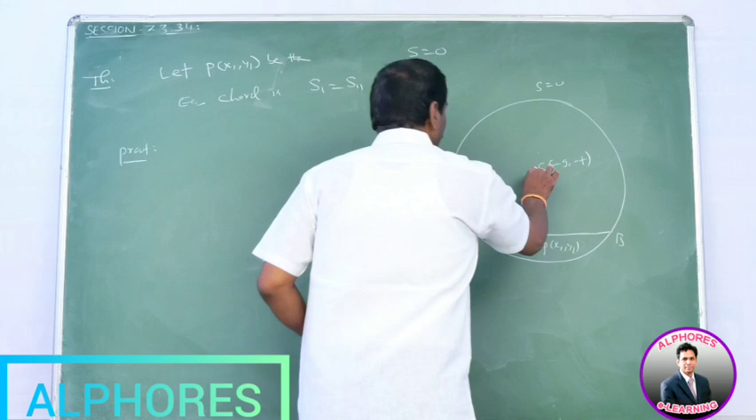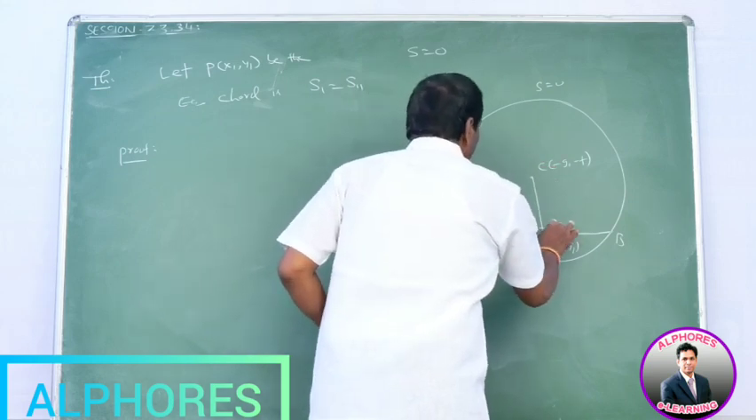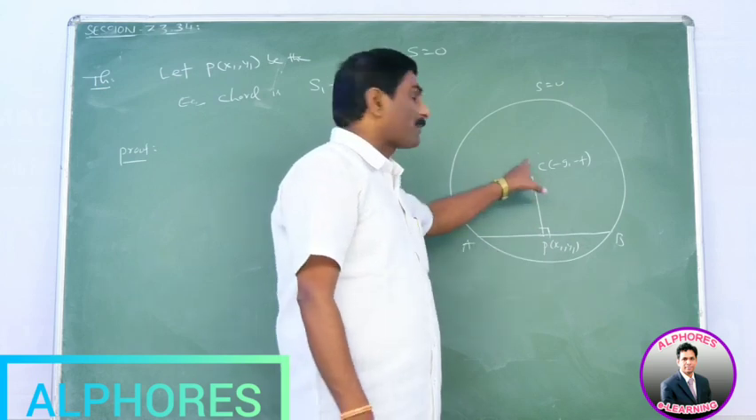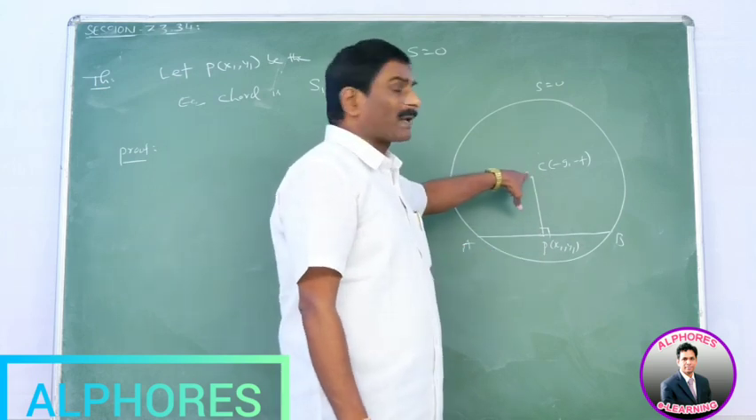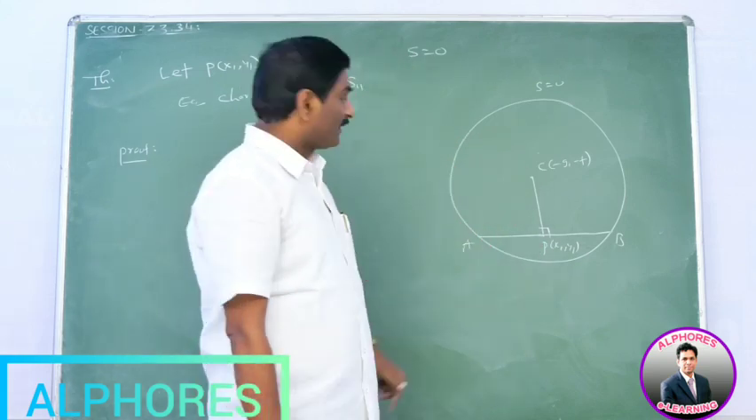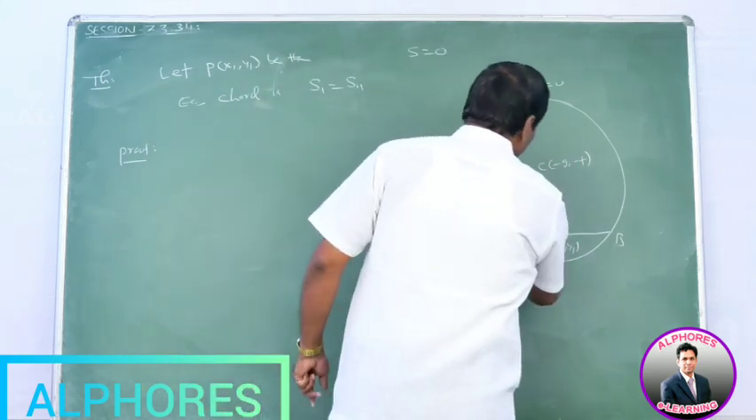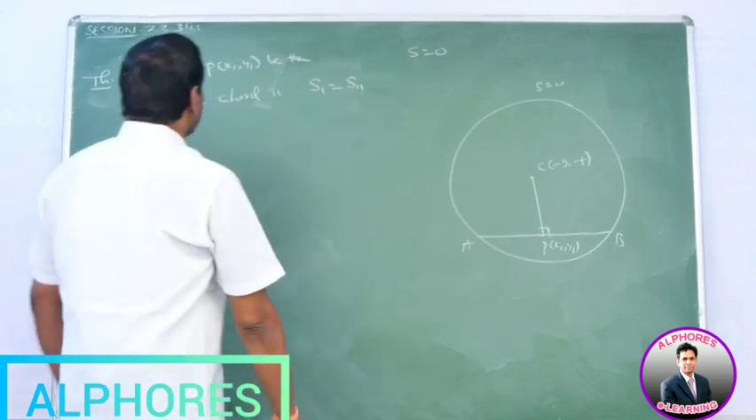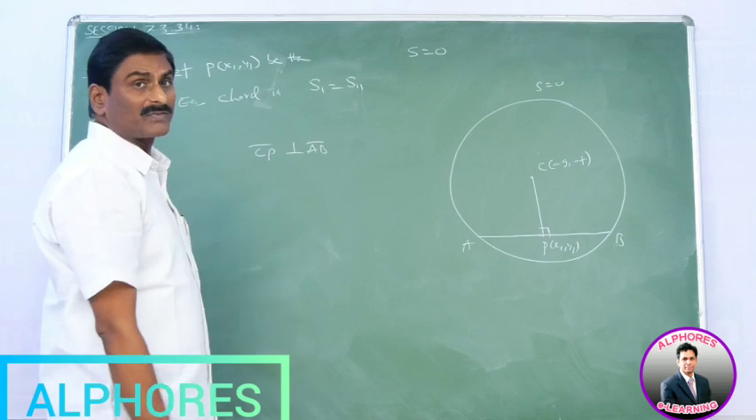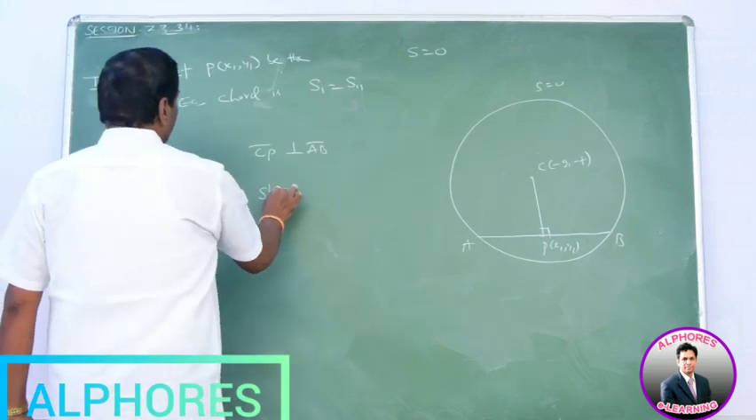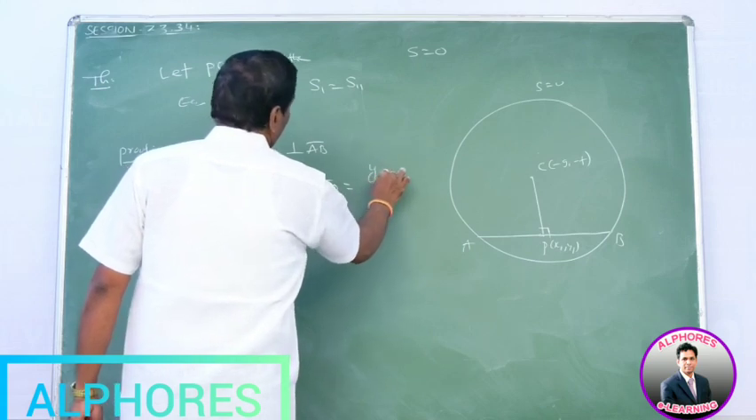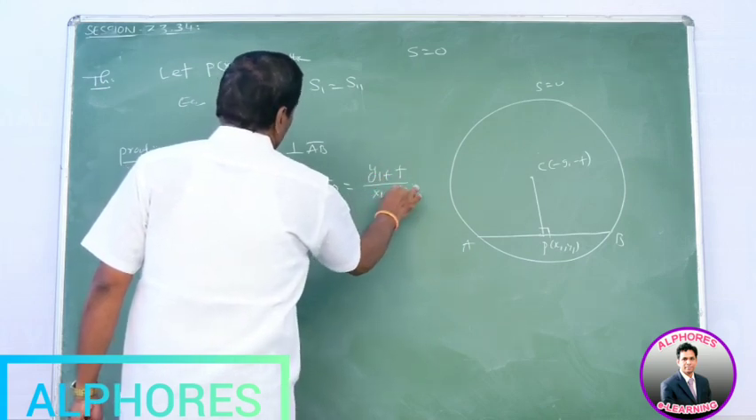Join CP. This CP is perpendicular to AB, since the perpendicular bisector of any chord must pass through the center, or the foot of the perpendicular from the center to any chord bisects the chord. That means C is (-g, -f), P is (x1, y1). Clearly, CP is perpendicular to AB. We know the slope of CP. Slope of CP is equal to (y2 minus y1) by (x2 minus x1), that is (y1 plus f) by (x1 plus g).